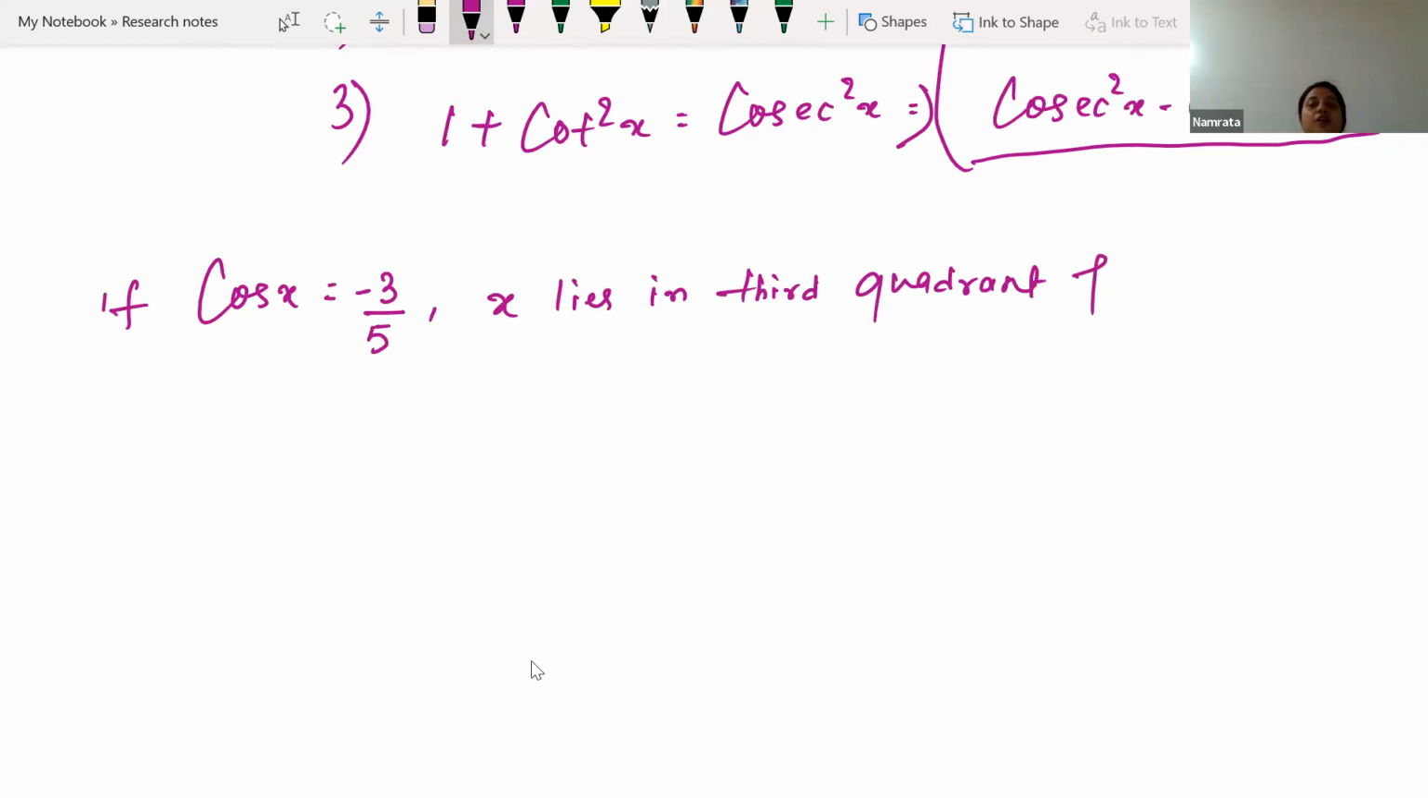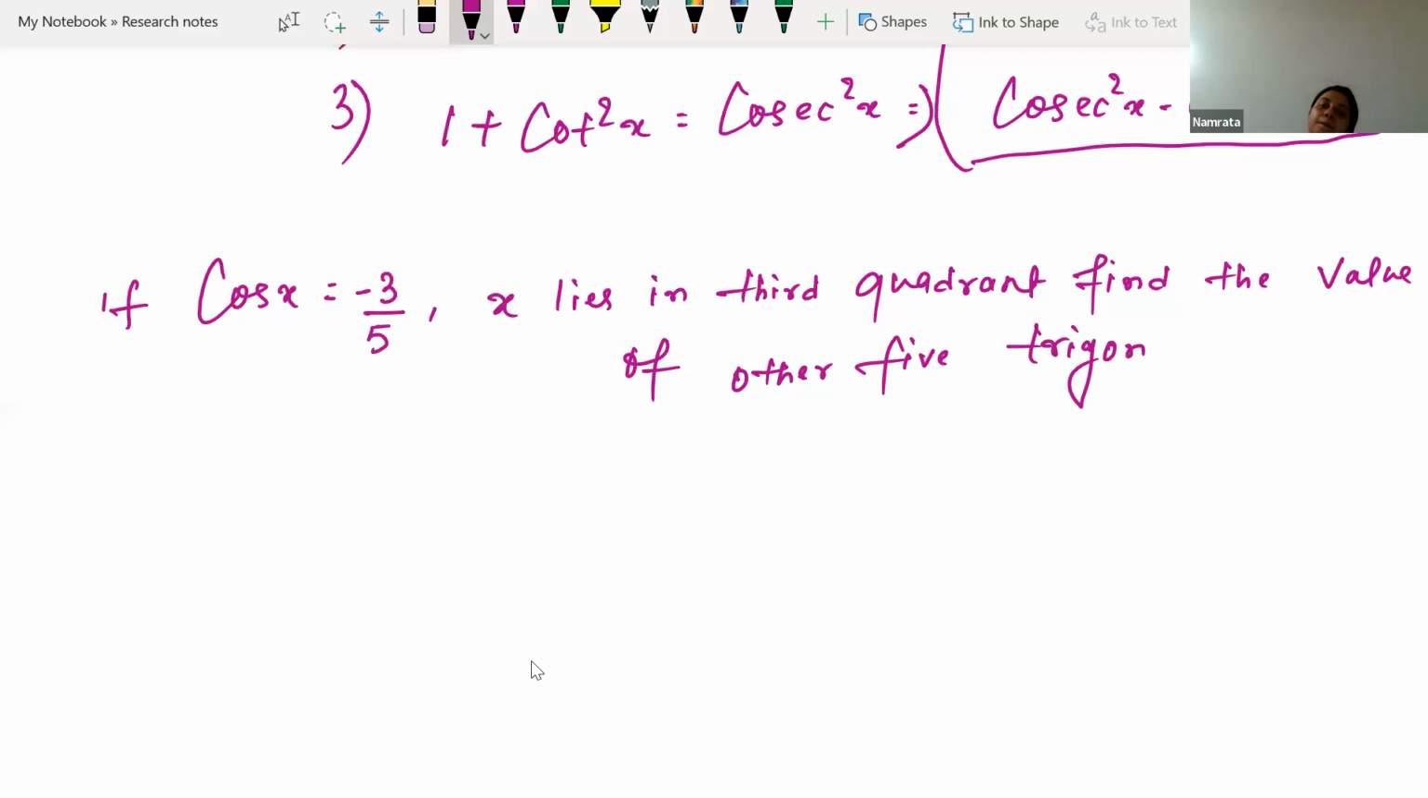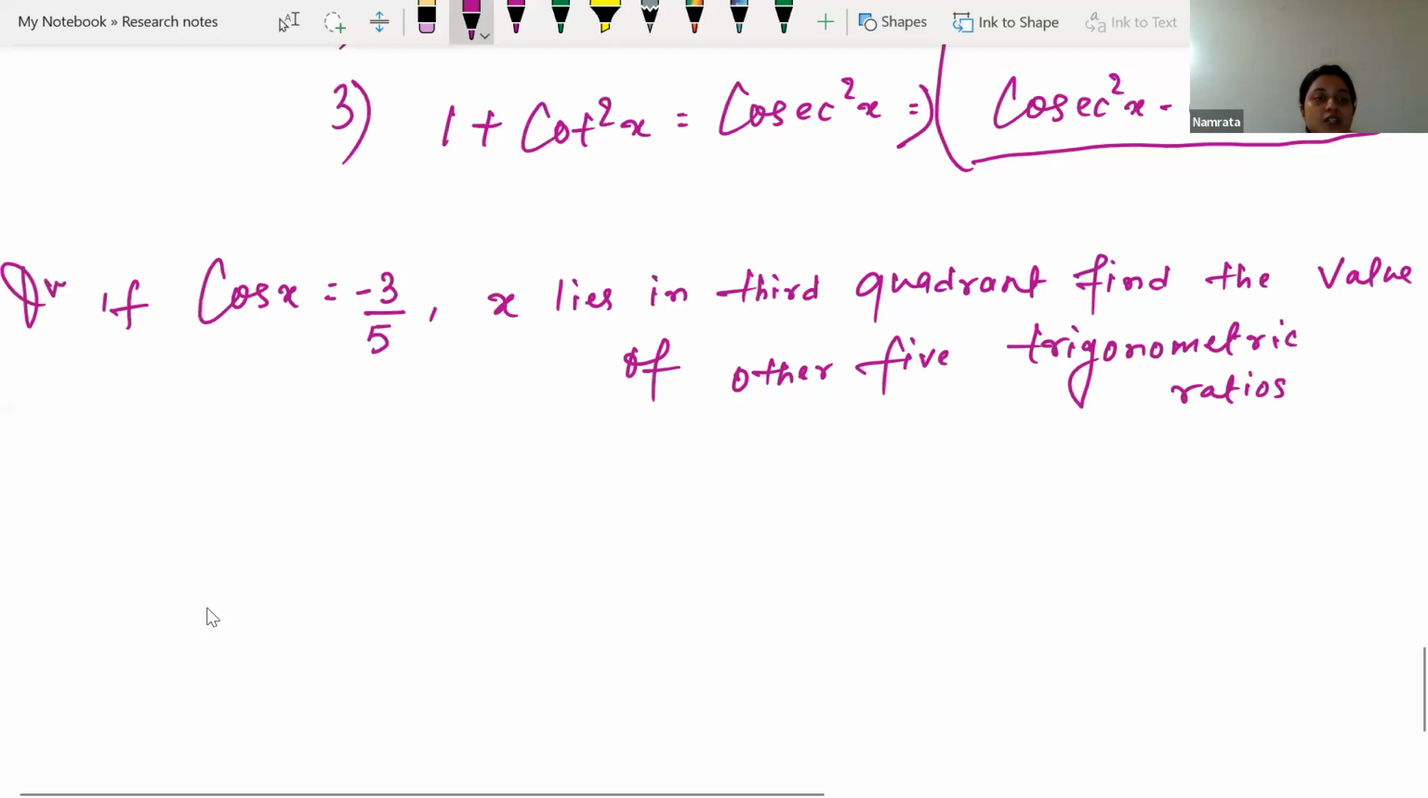Find the value of other trigonometric ratios. Find the value of other five trigonometric ratios. I'm going to show this one. After that, we will be doing the allied angle concept because this one is very simple.